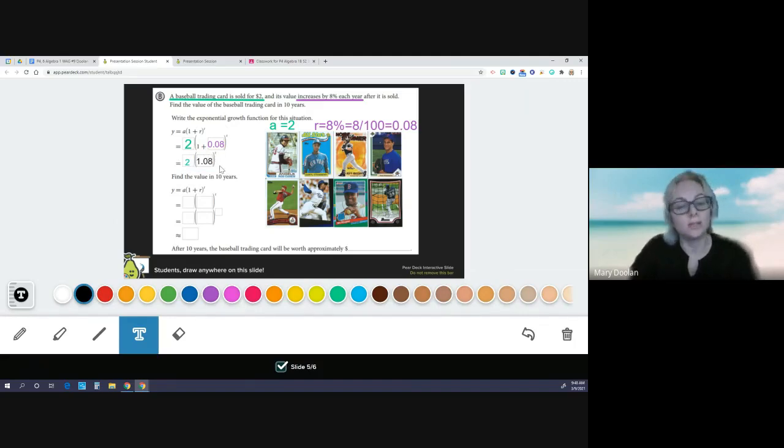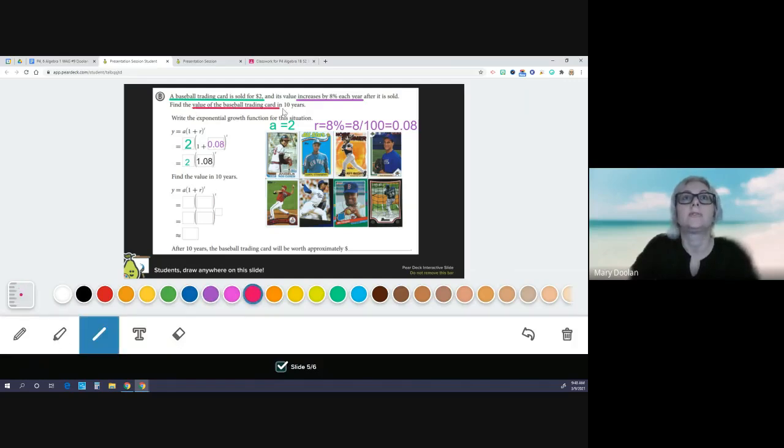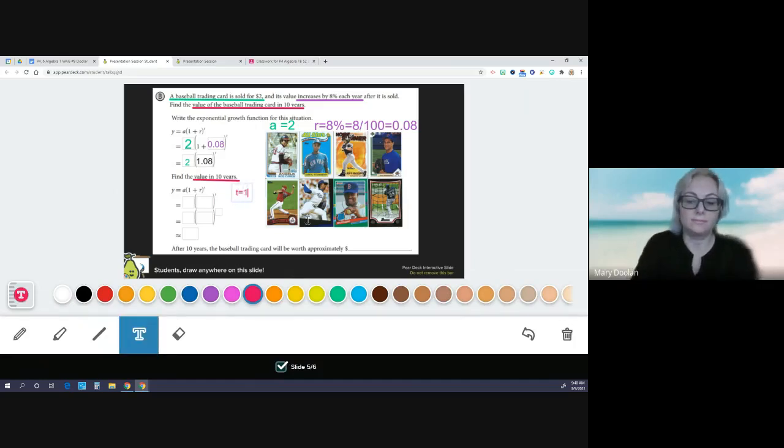So we can use now any value of t to find out how much it would be worth after a certain amount of years. And it's asking us for t equals 10 years because it says find the value of the baseball trading card in 10 years, the value in 10 years. So this all implies that t equals 10. Okay, so we're doing this for t equals 10. So again, I'm just going to plug in what A is, what R is, and then what T is. And when you're actually doing these problems, you don't have to have so many steps, but all these steps are here.